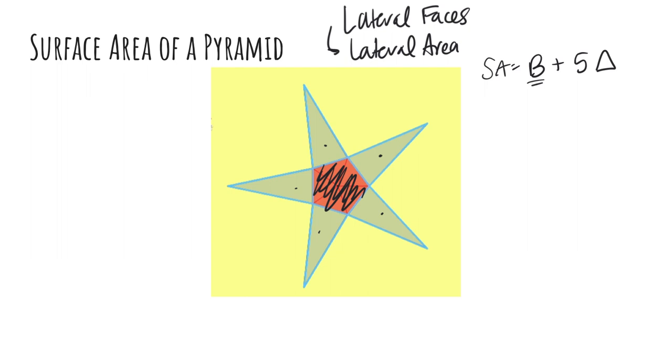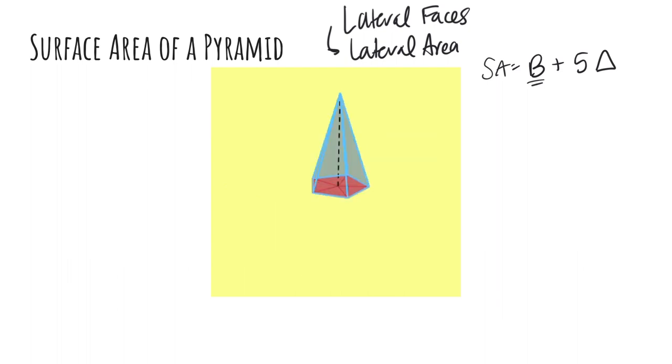If this was any other shape, we would have a different base, but then we would have more or fewer triangles depending on what we were looking at. So back to the original figure, and I have some vocabulary that we need to take care of.